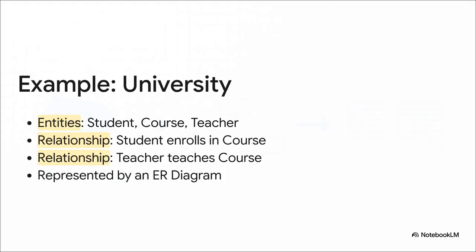Let's take a simple university system, for example. What are the main things we care about? Well, we've got students, courses, and teachers. Those are our entities, and the relationships, they're just the actions that connect them. A student enrolls in a course. A teacher teaches a course. See, simple. And we usually draw this out using something called an entity relationship diagram, or just an ER diagram. It's just a simple flowchart showing how all these pieces relate to each other.